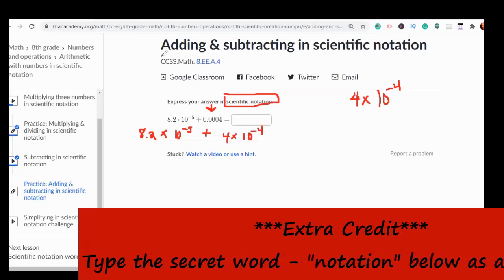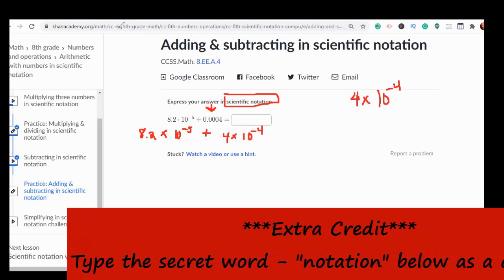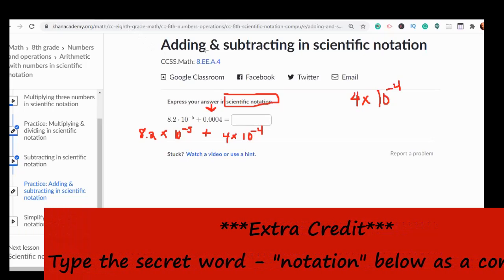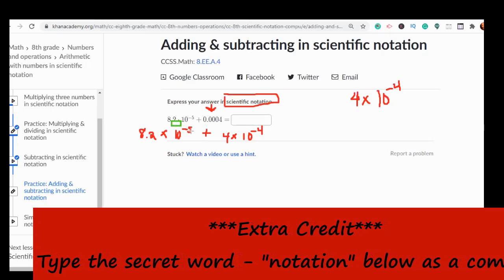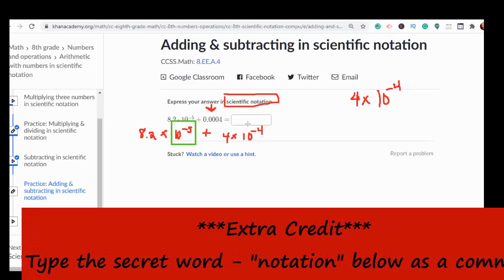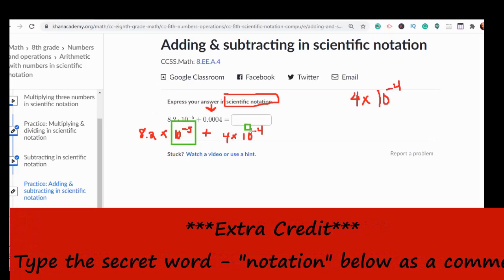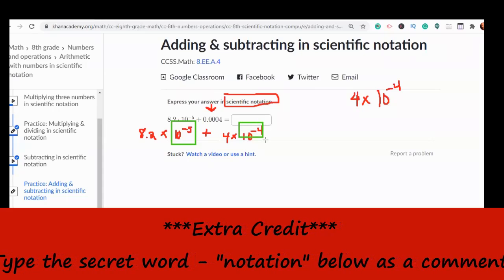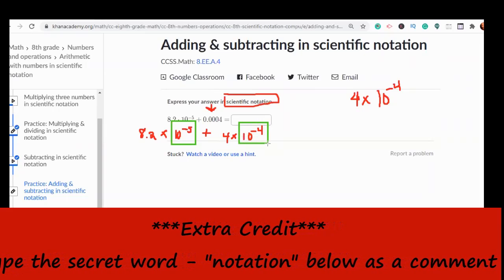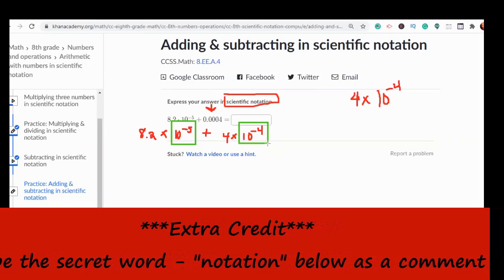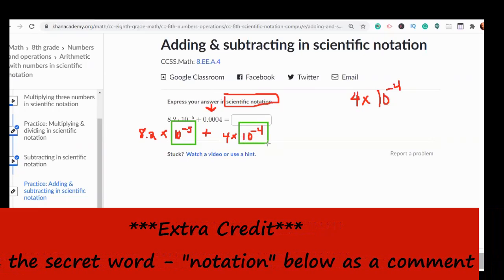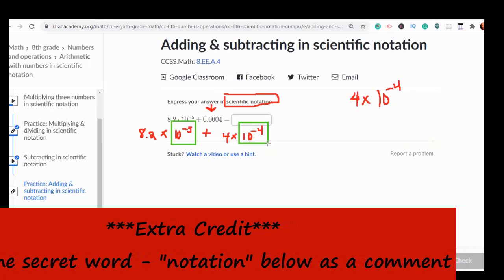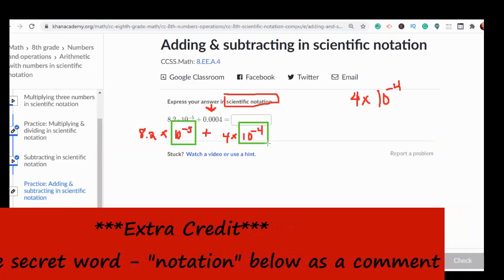So we're really starting here. And from here, we need to know, do they have the same powers for the 10? And they don't. This one is to the negative 5th, and this one is to the negative 4th power. So we know anytime we're adding or subtracting in scientific notation, those numbers need to be the same. So we can either change the negative 5 to a negative 4, or we can change the negative 4 to a negative 5, your choice.